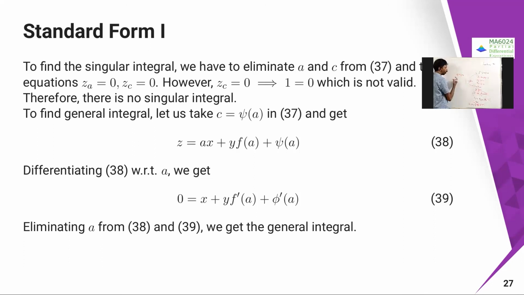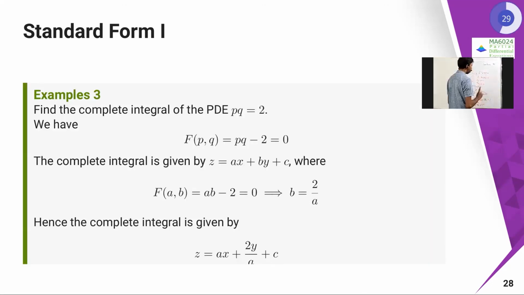So what you are going to get: differentiate this with respect to a, and that is going to become 0 equal to x plus y into f dash of a plus psi dash of a. Psi dash of a, not phi dash of a, it should be psi dash of a. So eliminating a between this equation and this equation, you are going to get the general integral. Let us see one problem, then we will complete.